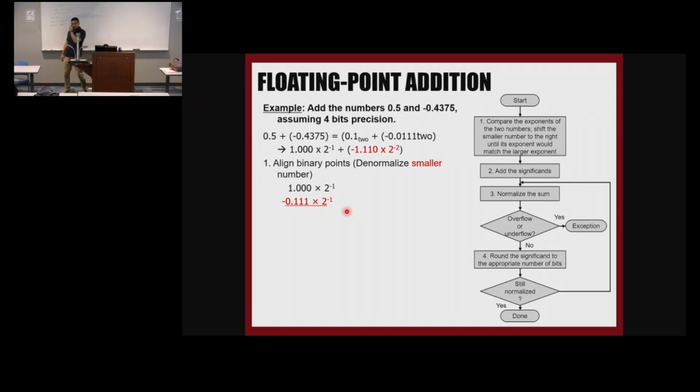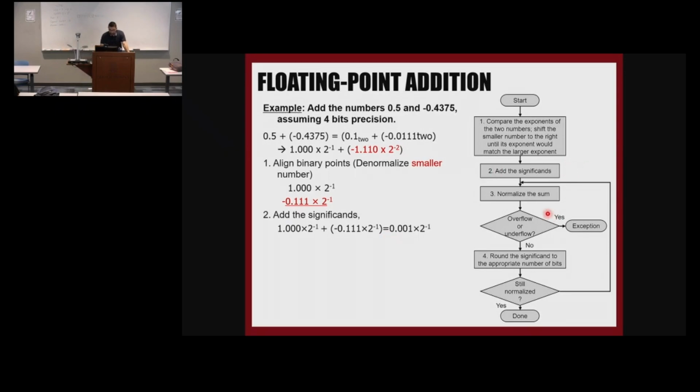Okay, so at this point, we go to the next step, which is step 2, in which we add the significands. So you simply add the significands. We have 1.000 and negative 0.111. If you add these two, it's similar to subtracting 0.111 from 1, and this is the number that you will get: 0.001 times 2 to the negative 1. The exponent is not changing.